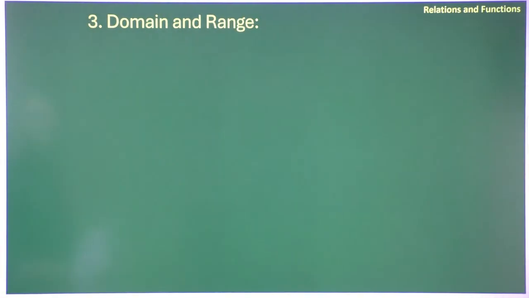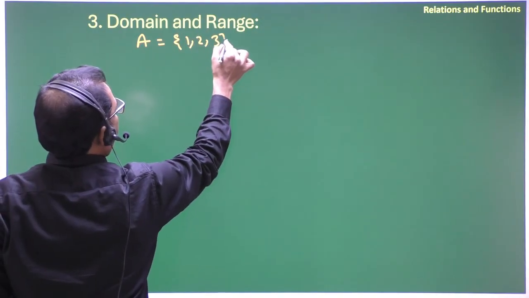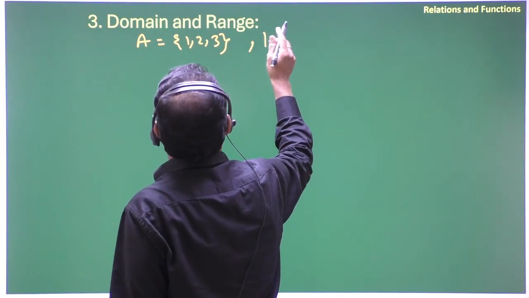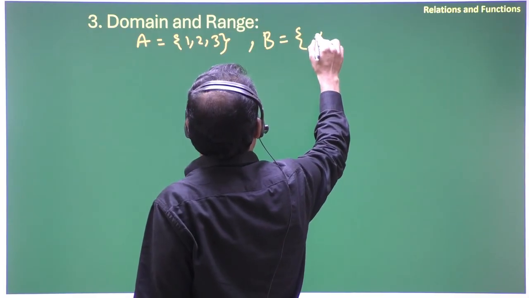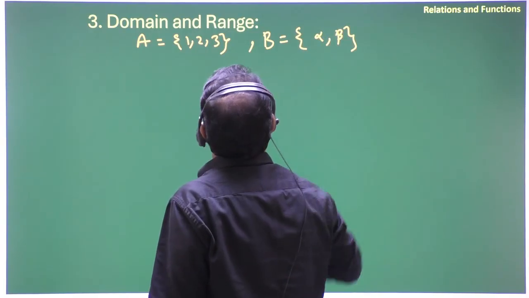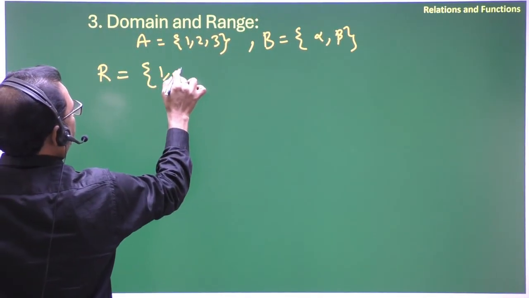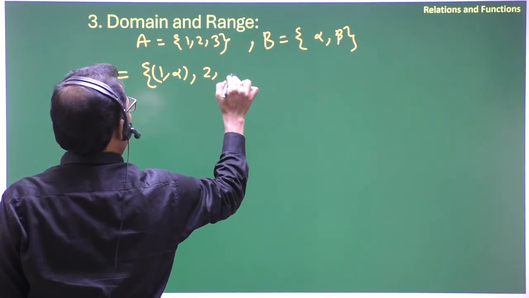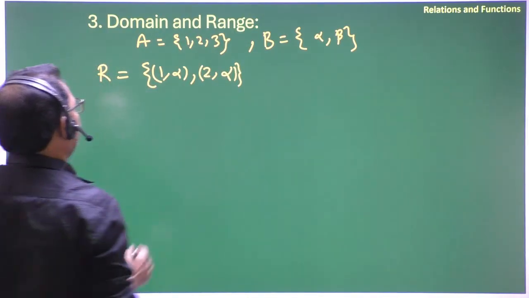Now coming to the next part, domain and range of a relation. For example, if I take A equal to {1, 2, 3}, and I am taking another set, suppose the set B, which is equal to {alpha, beta}. I define the relation R which is equal to {(1, alpha), (2, beta)}, or you can say (2, alpha) also. So this is the relation which I defined.